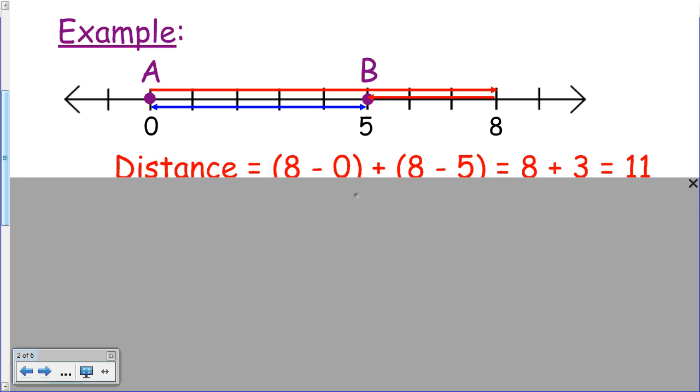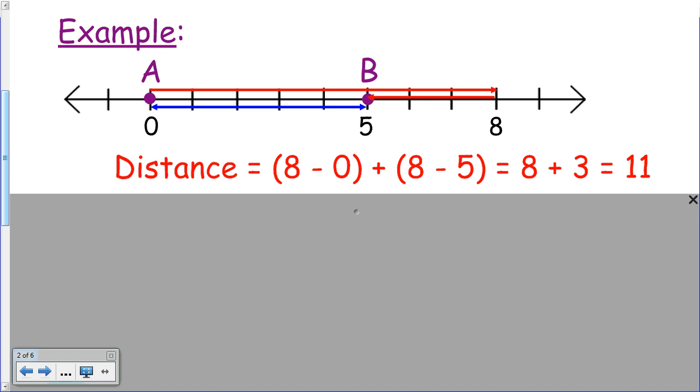So in other words, I can calculate the distance of this path here by taking the 8 minus 0. Again, our first direction there was heading to the right from 0 to 8, so the difference between those two tells me how far you've traveled. And then my second part of this path was to go from 8 to 5. So again, if I take the difference between those two, 8 minus 5, that'll tell me the length of that part of the path. So 8 plus 3 gives you 11. 11 is the distance you've actually traveled to go from point A to point B.